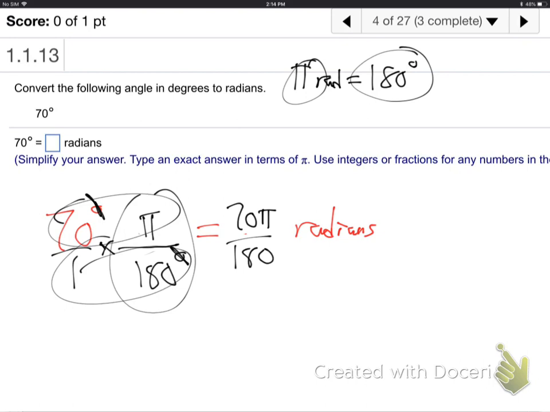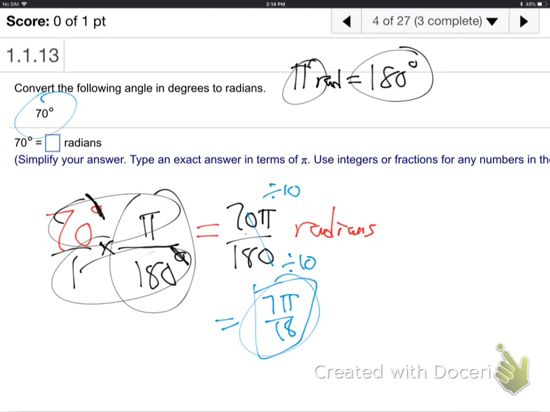All fractions must be simplified. If you can reduce that fraction, top and bottom. How can we reduce that fraction? Yeah, cancel the zeros, or divide by 10. You're totally right. That cancels those zeros out. 10 goes into 70. 10 goes into 180. So reduce fractions whenever you can. Divide top and bottom by 10. So that's 7 pi over 18. That's our answer. We just converted from degrees. 70 degrees is the same as 7 pi over 18 radians. It's the same opening between two lines.